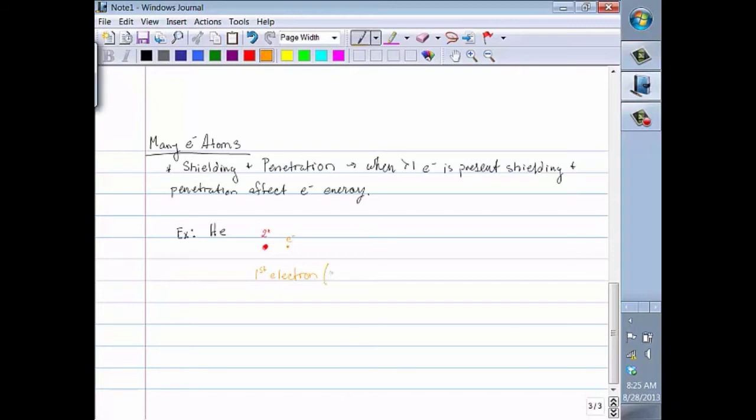So this would be helium plus, an example of this system where you have a 2+ nucleus with 1 electron. So the first electron feels the full 2+ charge.